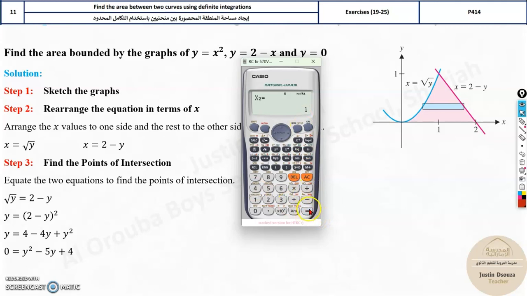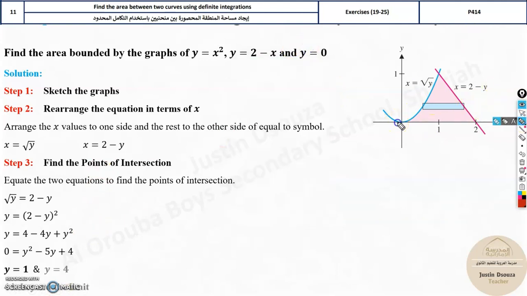We are getting 4 and 1. Now let's keep both those values in our minds. So 4 and 1, right? So what is the initial value given over here? It's 0. So we know one of the limits is 0 on the y-axis because we're dealing with the y-axis. In the formula, we know it will start from 0.